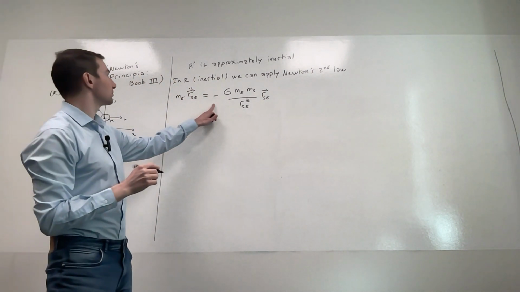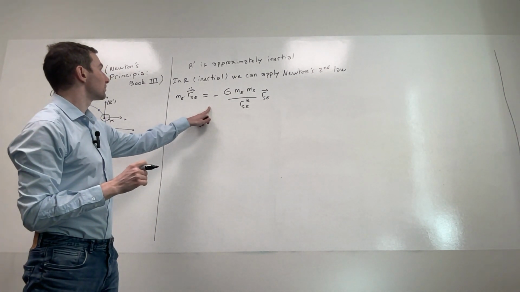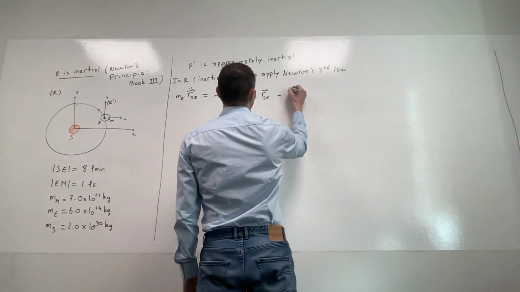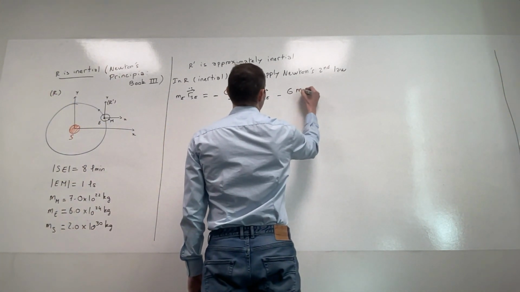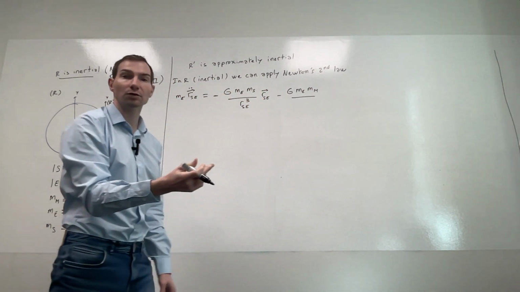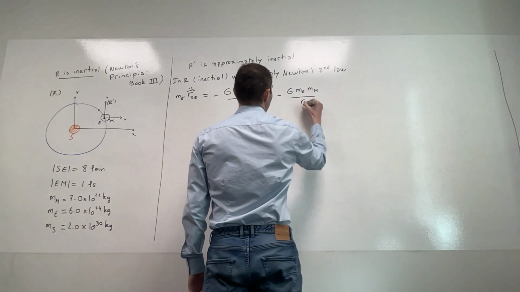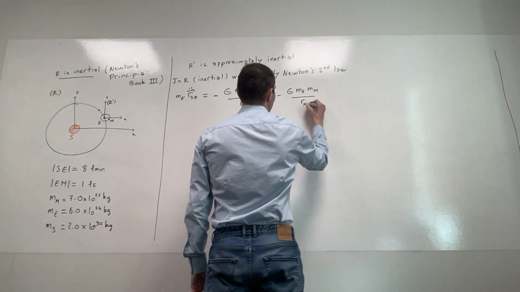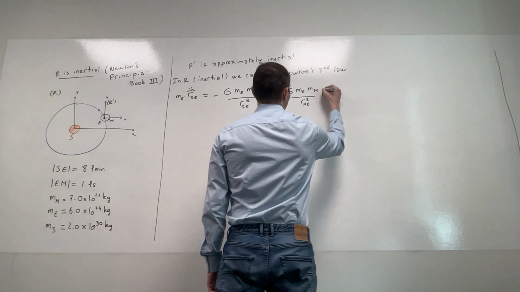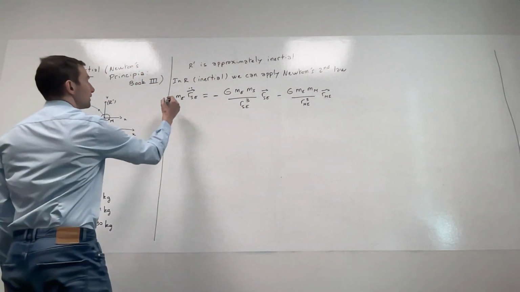And then I do the same for the Moon. So I've got minus G, then M_E M_M. So that's the influence of the Moon onto the Earth. So that's R_ME cubed, and that's R_ME. Okay, so that's one equation.